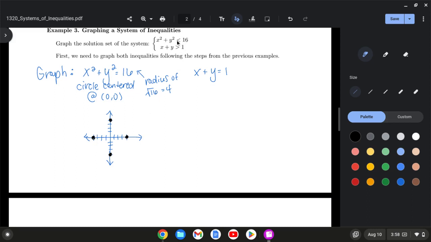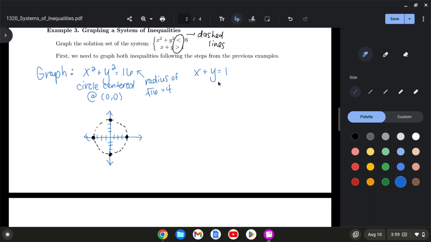Also want to point out, because we need to know if it's a solid or a dashed line that we use, because both of these inequalities are strict less than or greater than, we're going to use dashed lines. And there is my circle. All right, now let's go ahead and do the same thing, but for x plus y equals 1.